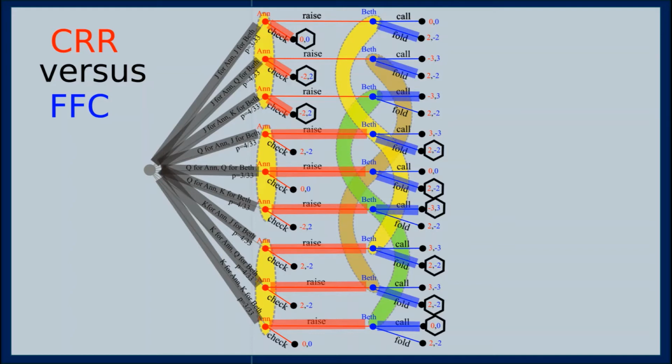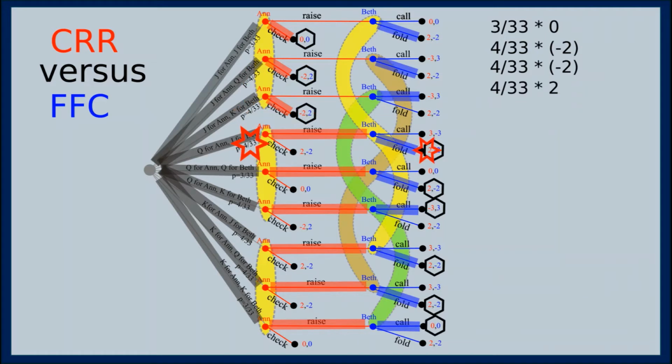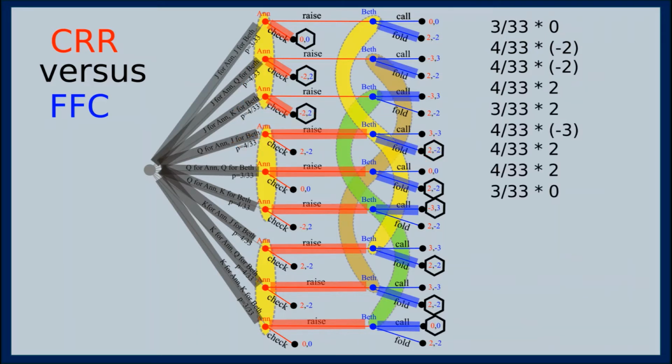All that remains to be done is the expected value calculation for Anne's payoff in these outcomes. We multiply the probability of the first random move, 3 over 33, with Anne's payoff at the outcome the water arrives at when following this way, 0. We also multiply 4 over 33 and negative 2. Proceeding this way, we get 9 products. We add all these numbers and get a value of 2 over 33, which is Anne's expected payoff, provided Anne plays CRR and Beth plays FFC.